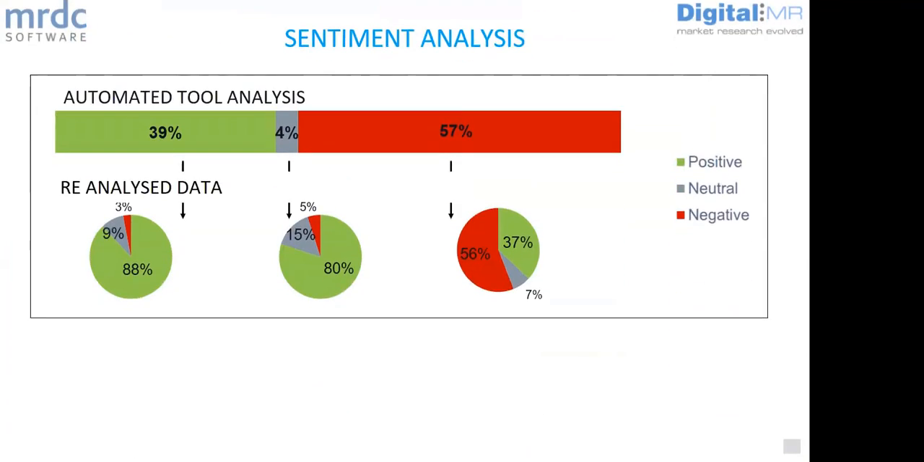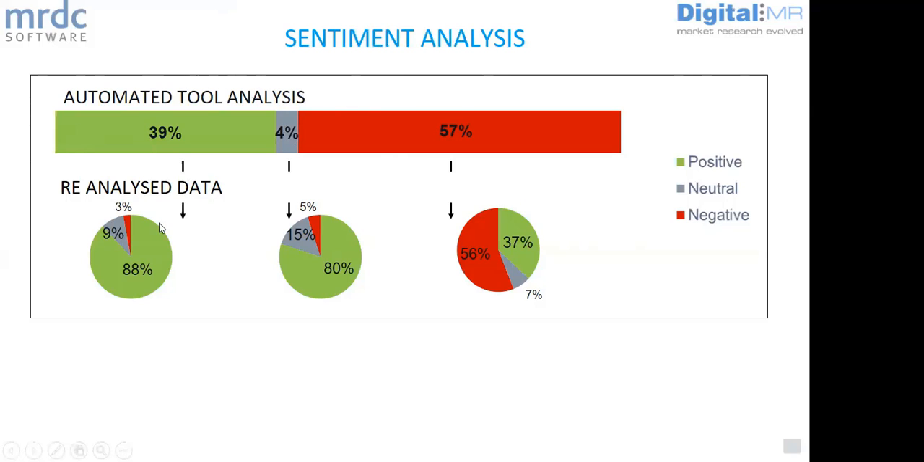And then, in the same case study, the automated tool came up with this sentiment analysis. According to this tool, 39% of the posts were positive, 4% of the posts were neutral, and 57% of the posts were negative.